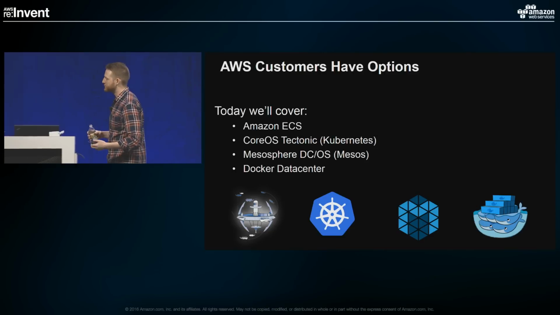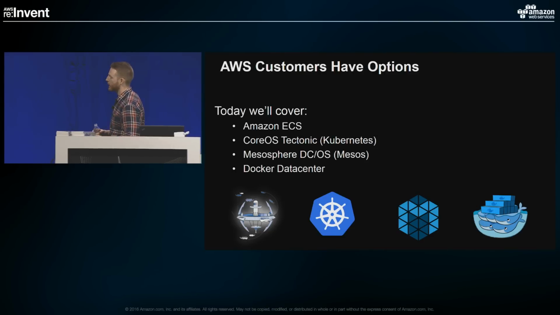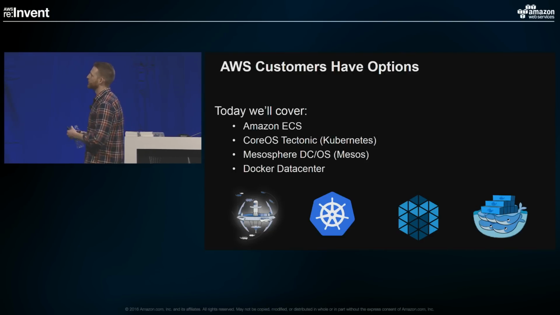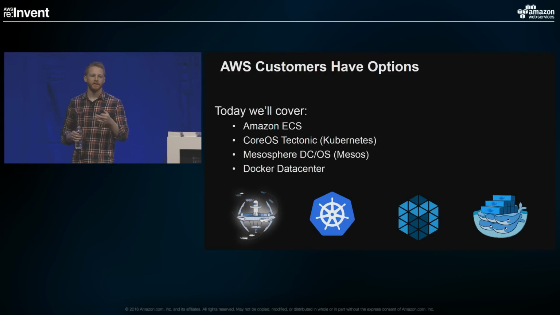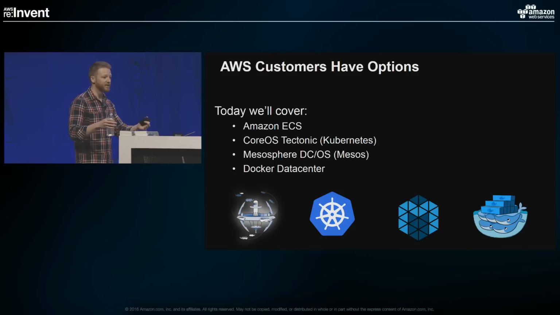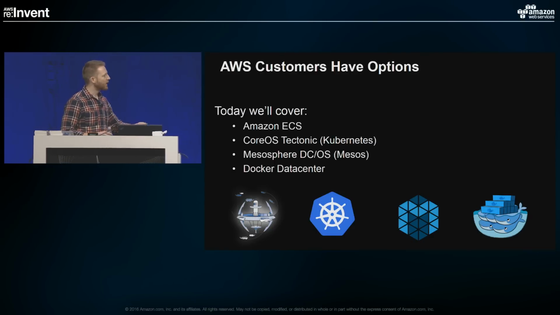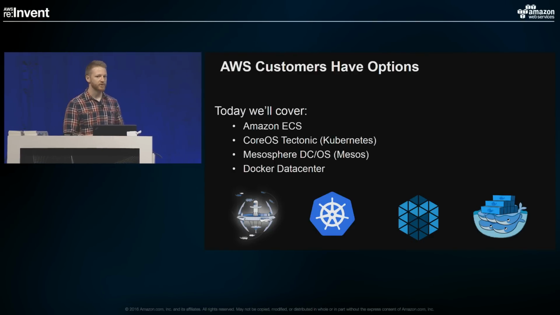Kubernetes is extremely popular on AWS, rapidly growing, and a lot of customers are using it. We're also going to talk about Mesosphere's DC/OS, which is based on the Mesos framework. And then we're going to talk about Docker Datacenter, which is the Docker native offering.